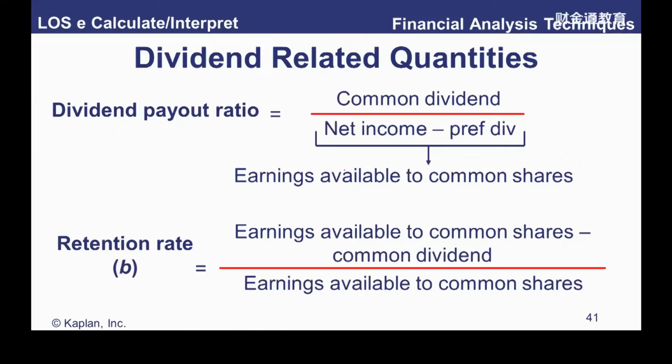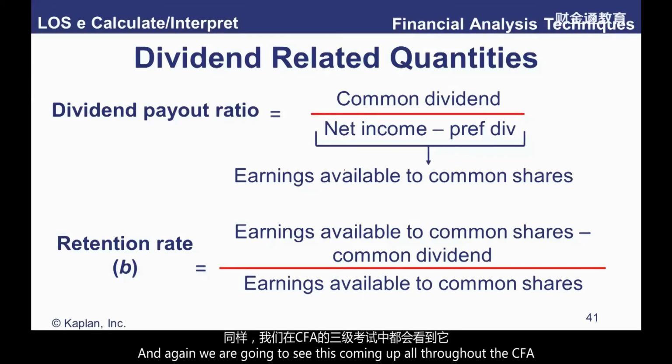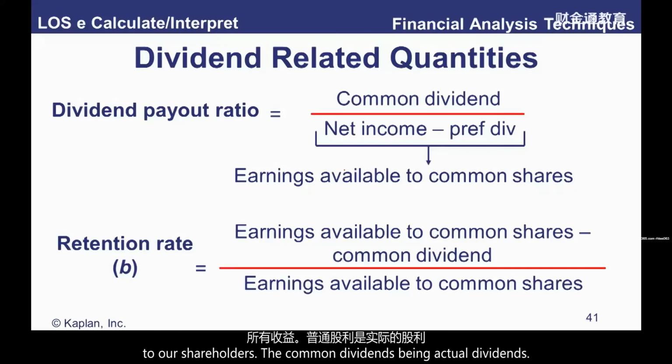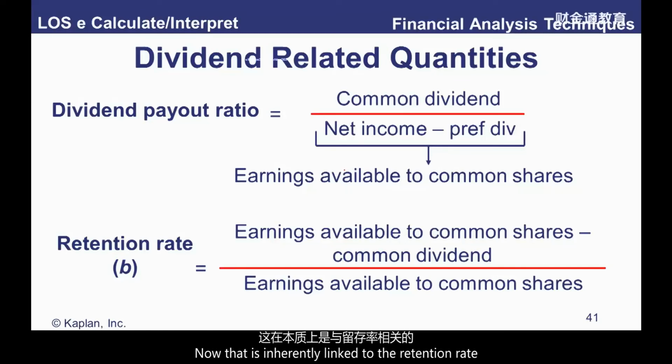Dividend payout ratio. Now this one's going to be important, and again, we're going to see this coming up all throughout the CFA syllabus at multiple levels. So notice we're looking at the common dividend over the earnings available to common shares. Now, the earnings available to common shares, of course, are the total profits that could be distributed this year to our shareholders, the common dividend being the actual dividend. So when we look at the dividend payout ratio, what percentage of earnings were paid out to the common stockholders. Now, that is inherently linked to the retention rate.